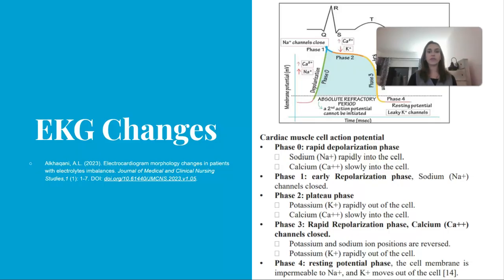So phase 0, we have the rapid depolarization, sodium rapidly moving in and calcium moving slowly in. Phase 1 is so short and it's basically hidden by ventricular depolarization because the atria are much smaller in comparison to the ventricles. And then we have our plateau phase in phase 2 where potassium is rapidly moving out and calcium slowly moving in. And then phase 3 and phase 4 as well.